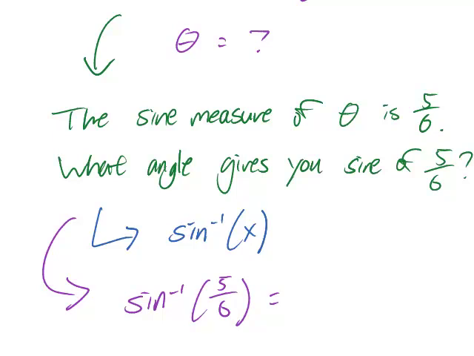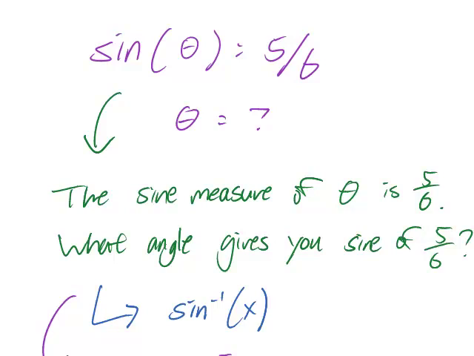I'm going to type 5 over 6 into a calculator, and then inverse sine of 5 over 6, and that would give you 56.44 degrees, about. It's really 56.44269024, etc. But let's just cut it off here. That's it.